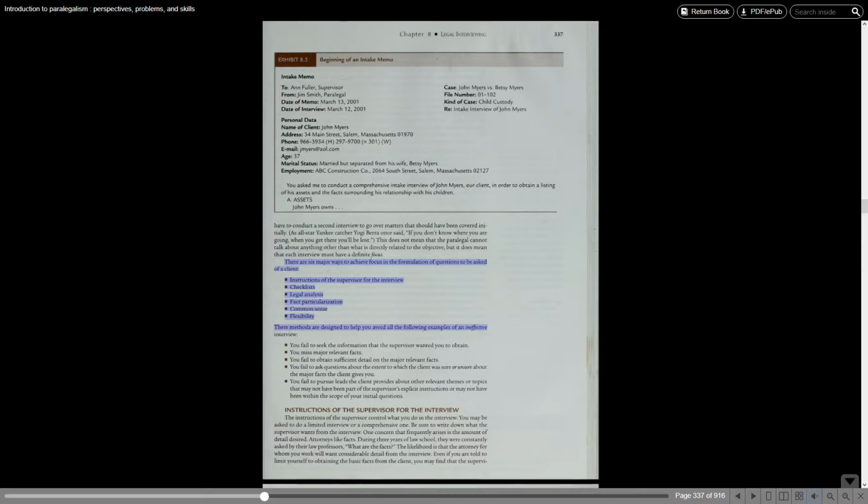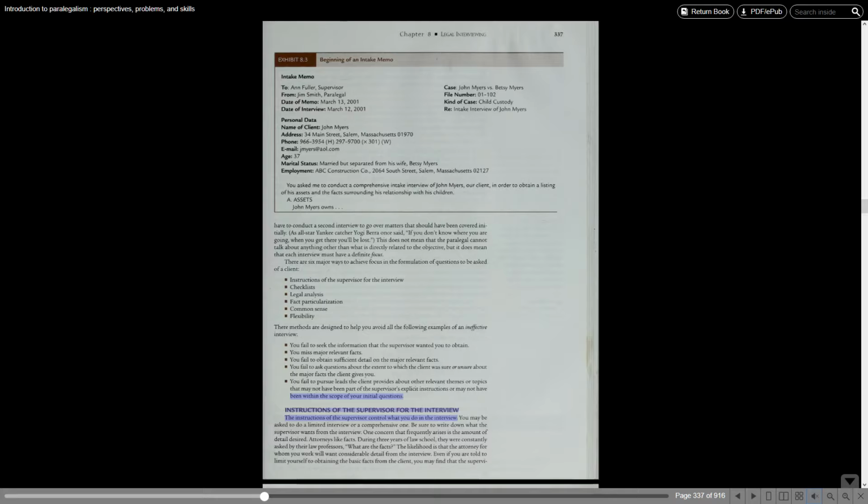These methods are designed to help you avoid all the following examples of an ineffective interview. You fail to seek the information that the supervisor wanted you to obtain. You miss major relevant facts. You fail to obtain sufficient detail on the major relevant facts. You fail to ask questions about the extent to which the client was sure or unsure about the major facts the client gives you. You fail to pursue leads the client provides about other relevant themes or topics that may not have been part of the supervisor's explicit instructions, or may not have been within the scope of your initial questions.